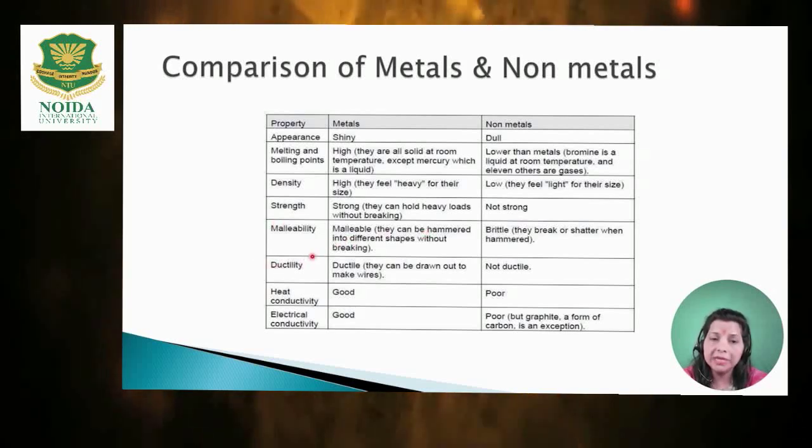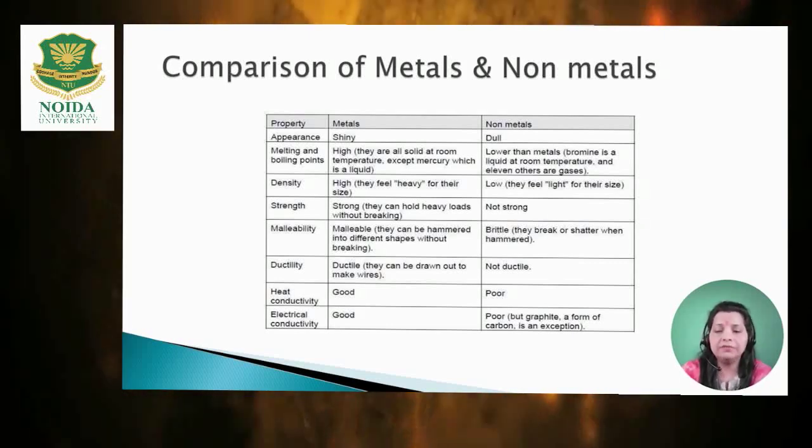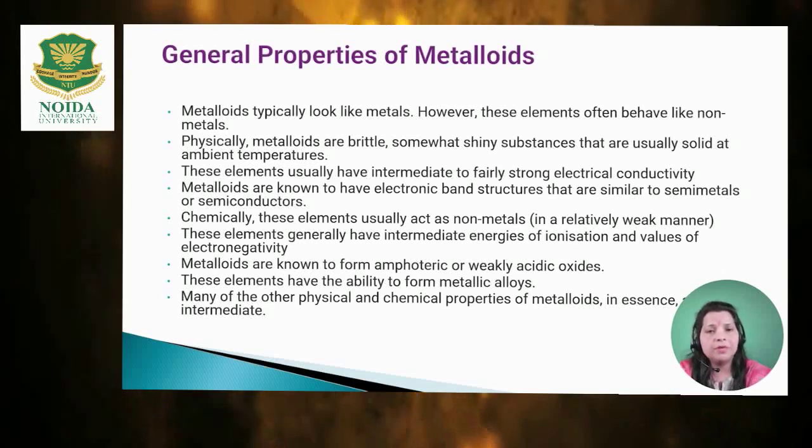If you are talking about the malleability, metals are malleable, right, whereas the non-metals are non-malleable. Ductility: metals can be drawn out to make wires, whereas you cannot make wire with the non-metals. Heat conductivity: metals are good conductors of heat, whereas non-metals are very poor conductors of heat. If you are talking about the electrical conductivity, again metals are very good electrical conductors, whereas non-metals are not good conductors of electricity.